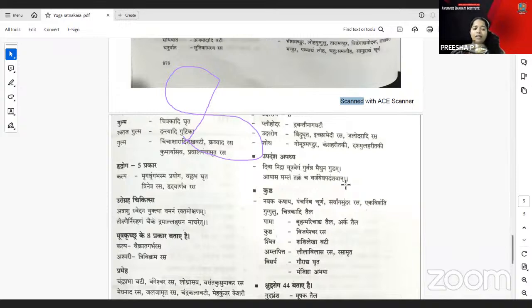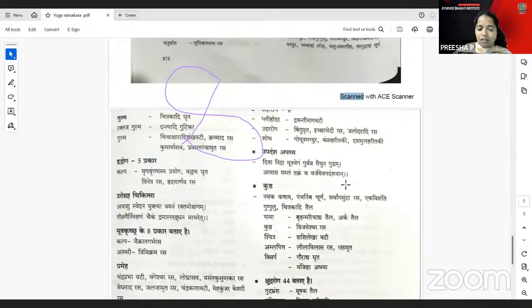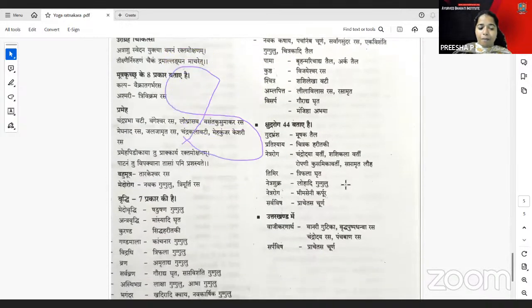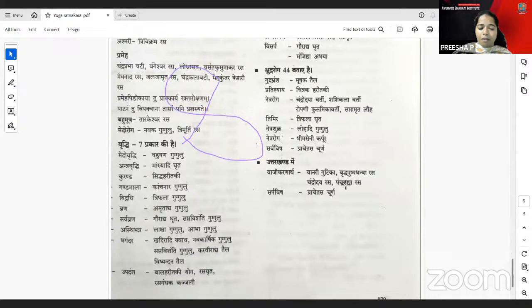And the Mutraghata Chikitsa and Mutra Prachura is about 8 types. Like in Kalpa, it is Vaikranta Garbha Rasa, and for Ashmari, it is Trivikrama Rasa. And for the Uttarakanda, you have the Vajikarana and Sarpa Visha. That is the Prachetas Churna.